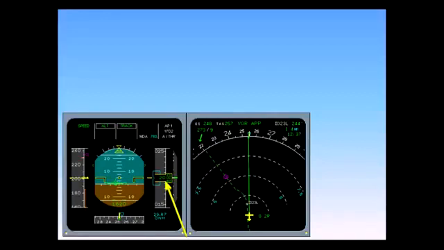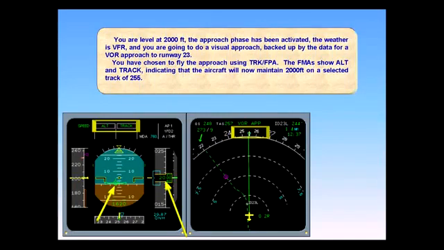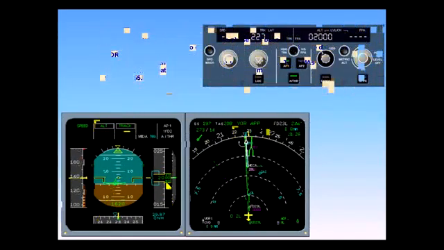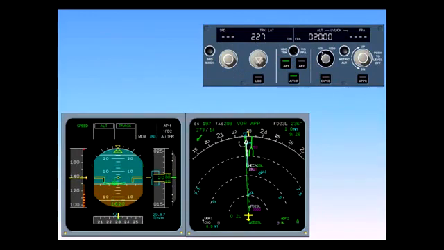You have chosen to fly the approach using track flight path angle. The FMAs show altitude and track, indicating that the aircraft will now maintain 2,000 feet on a selected track of 255. When you intercept the approach course, you select the VOR approach track of 227 degrees. Even if the wind varies during final approach, you will fly a constant track during the approach.